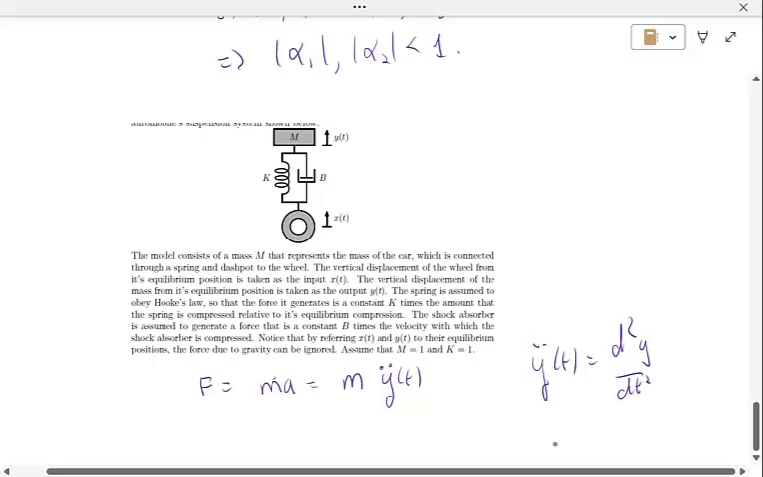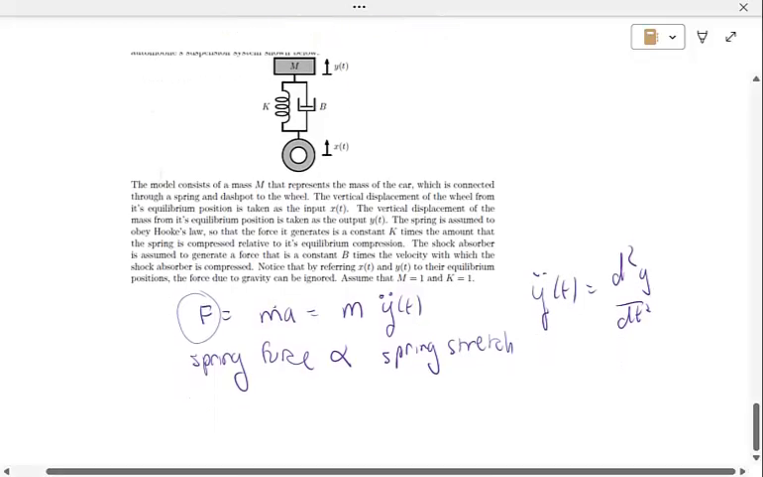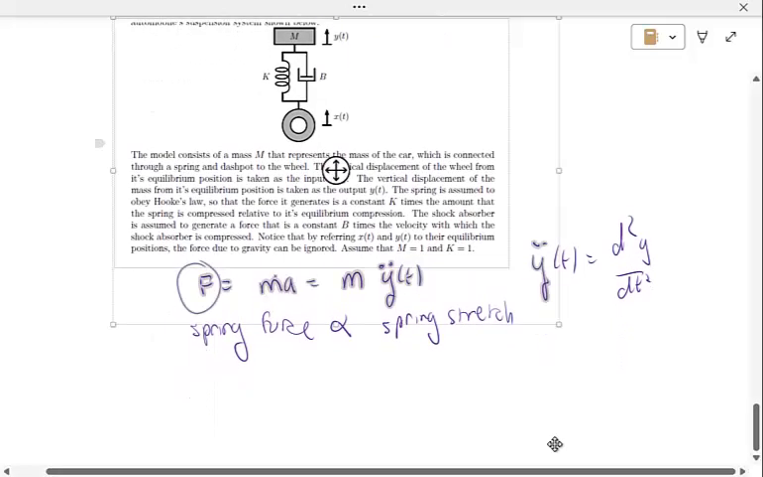So that's what ma is, so we have to get a hold of the force. Now there are two components to the force. There's the spring force, and this is proportional to the stretching of the spring. Now, what's the stretching of the spring? Well, the stretching of the spring is going to be y of t minus x of t.